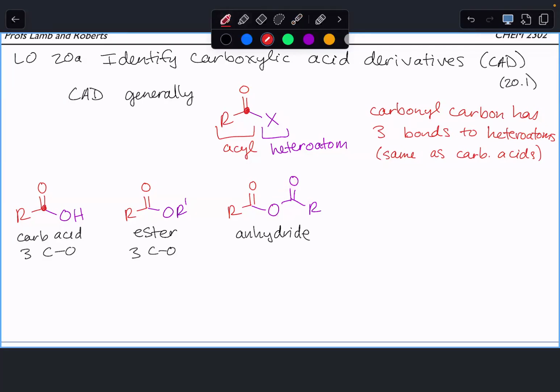We're still talking about this carbonyl carbon. That carbonyl carbon also has 3 CO bonds. It looks kind of weird, but it's not different, I promise.